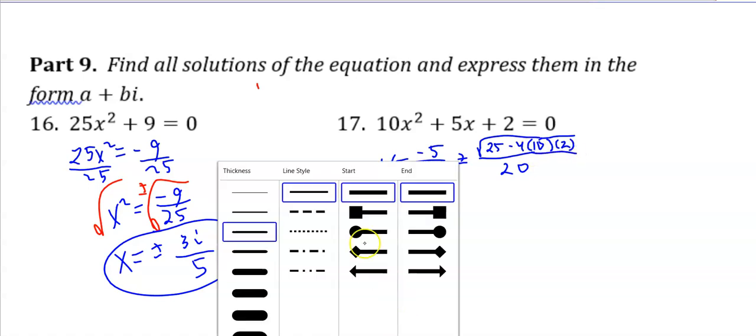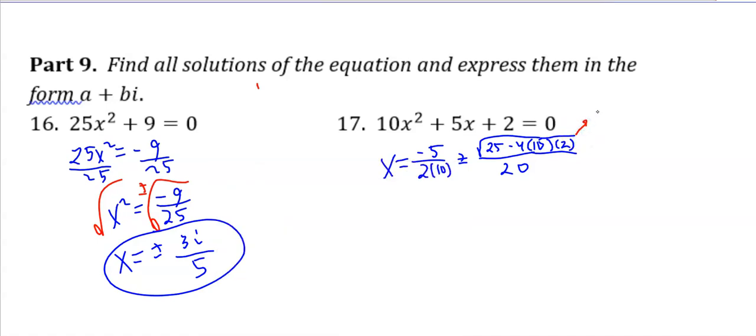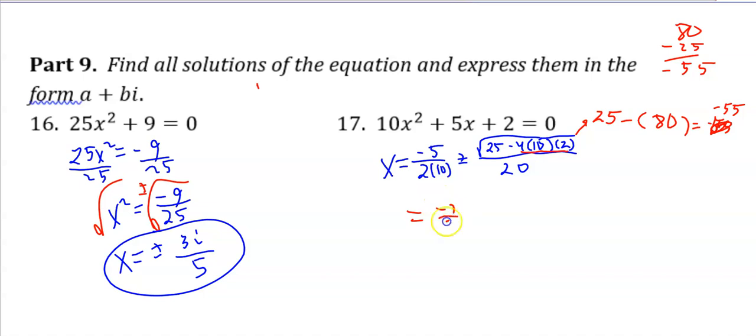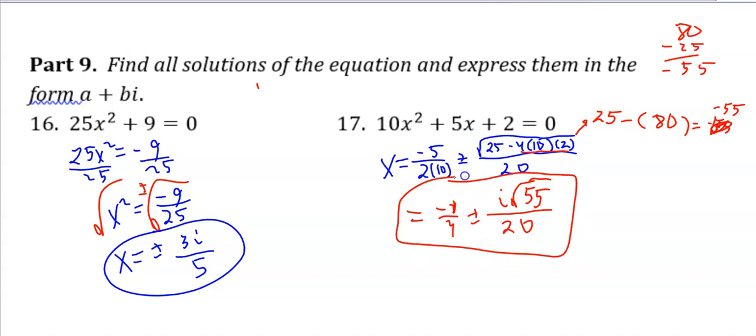So if you kind of simplify just that part up there, sometimes I like to simplify that. That'll be 25 minus, let's see, 4 times 2 is 8, 8 times 10 is 80, so 25 minus 80 is negative 55. Okay, so then we're just going to simplify here. So this would be negative 5 over 20, or negative 1/4, plus or minus square root of negative 55, which is i root 55. And I don't think 11 times 5 simplifies any. I think you're done simplifying. x is that.